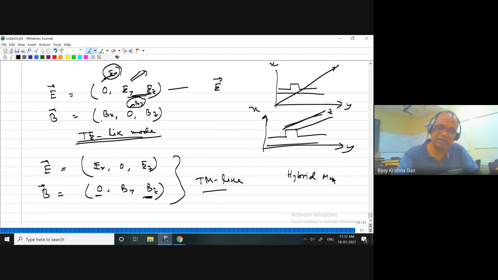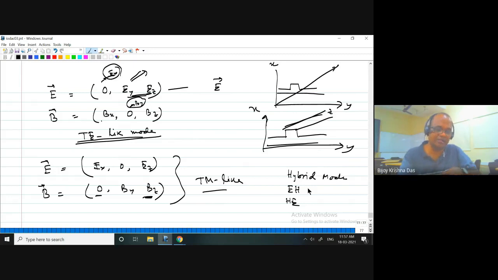And normally we call them something like EH or sometimes HE type mode. We consider it a hybrid mode. That means both the electric field and the magnetic field equally share all the components in the region. So this is what we get.